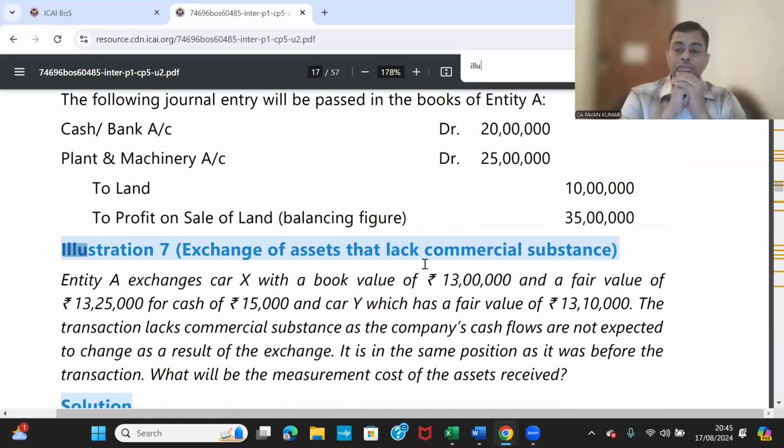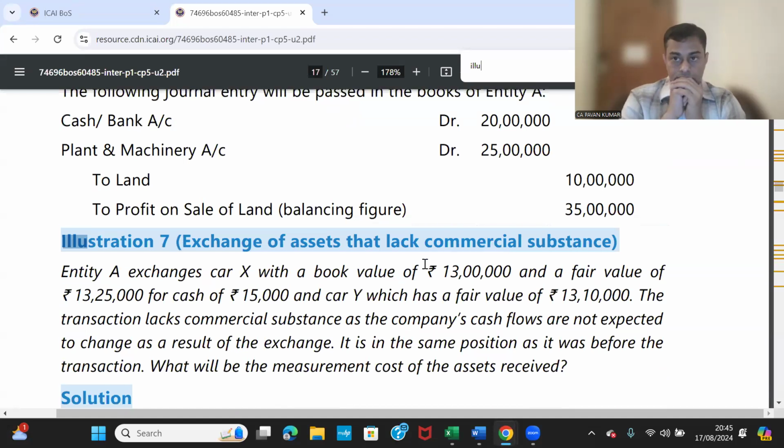Okay. So can you read this question, ma'am? Yes, sir. Entity A exchanges car X with a book value of 13 lakh and a fair value of 13 lakh 25,000 for cash of 15,000 and car Y, which has a fair value of 13 lakh 10,000. The transaction lacks commercial substance as the company's cash flows are not expected to change as a result of this exchange. It is in the same position as it was before the transaction. What will be the measurement cost of the assets received?